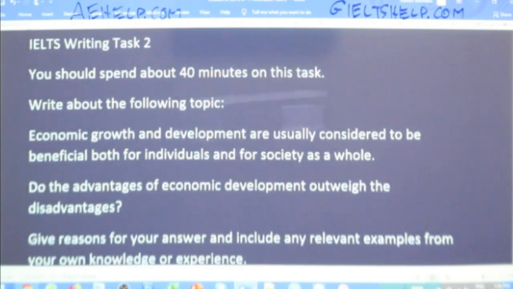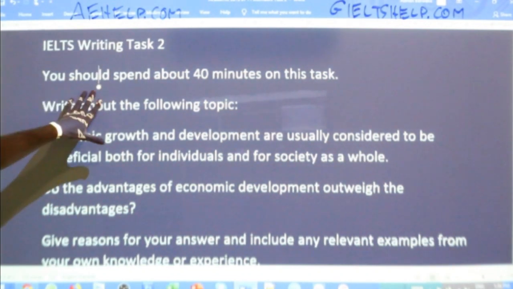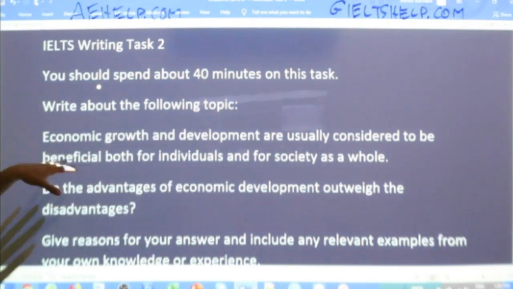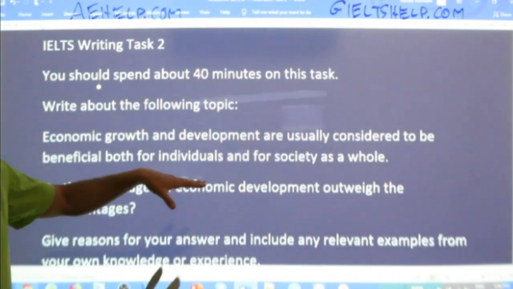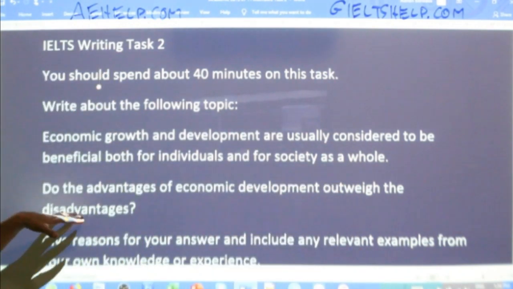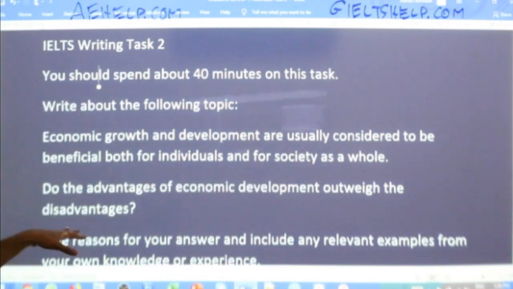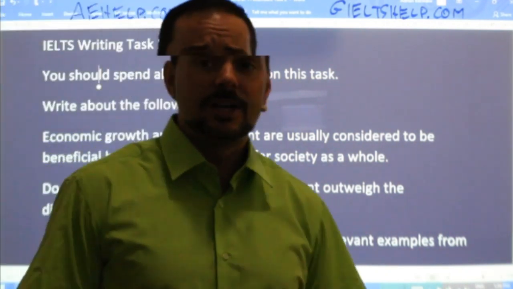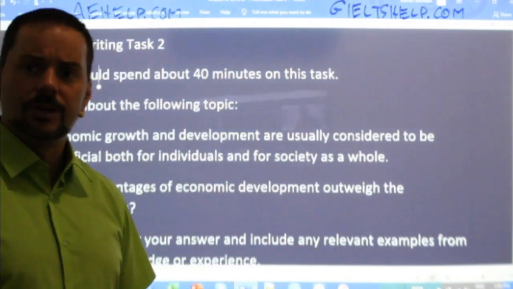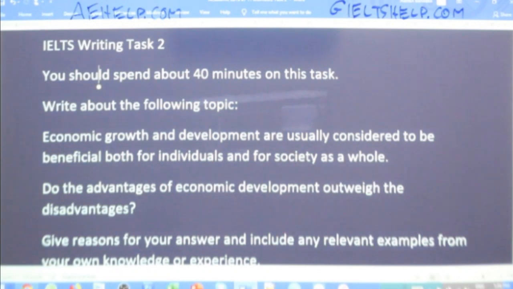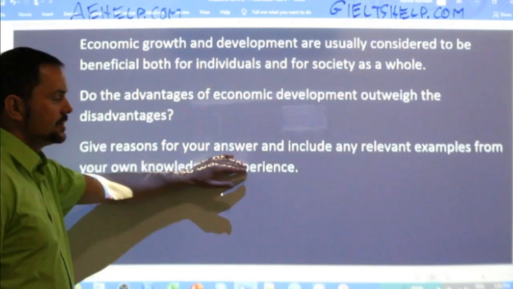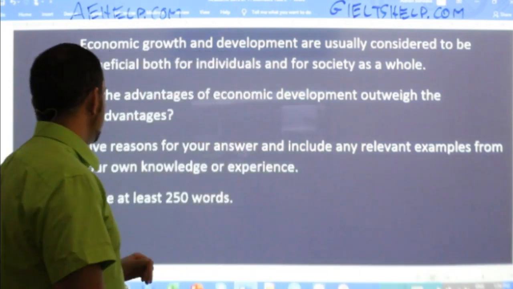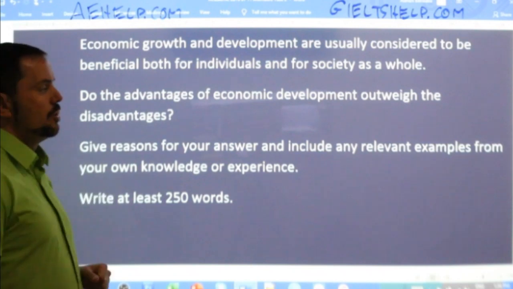Okay. So here is the question. Write about the following topic. Economic growth and development are usually considered to be beneficial both for individuals and for society as a whole. Do the advantages of economic development outweigh the disadvantages? Rahul, was this an actual IELTS question recently, or did you get it from some other practice material? Can you share that with the group, please, while I go into this? It's a good question. Okay, and then, of course, it says give reasons for your answer and include any relevant examples from your own knowledge or experience.